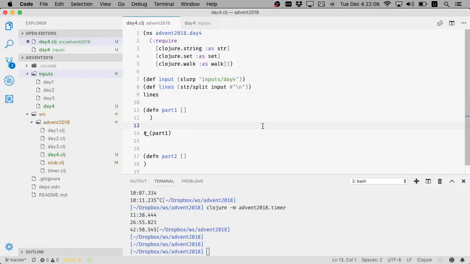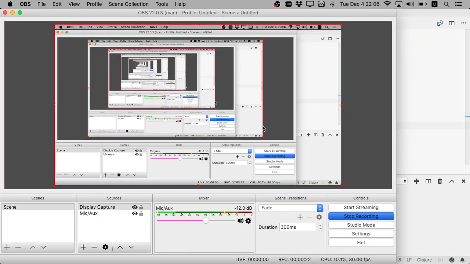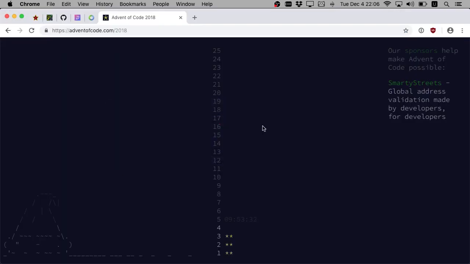Okay, hi everyone again. Day 4 of Advent of Code, written in Clojure. I hope this one will go faster than the previous one, but I guess this is what you get by watching solutions live without preparation. I may occasionally get stuck, so that happens. Okay, let's see what day 4 is about.